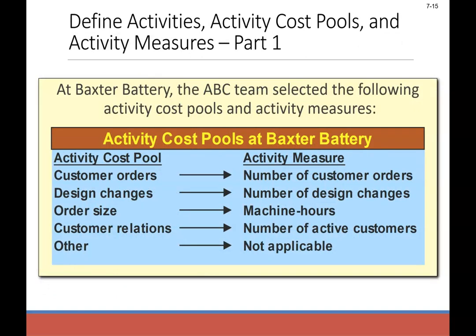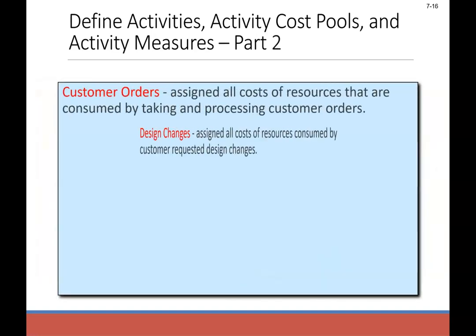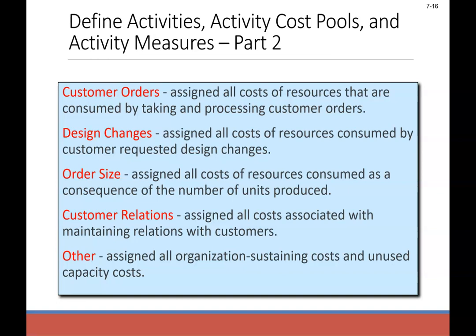So at Baxter, this new team that's been implemented to create ABC selected the following activity pools and activity measures. So you see, one activity pool is customer orders, and they list it as how many customer orders happened during the month. Design changes, that's a pool, and the measure is how many design changes happened during the period. Order size would be under machine hours. Customer relations is the number of active customers, and then another other category. So customer orders are assigned all cost of resources that are consumed by taking and processing the customer's orders.